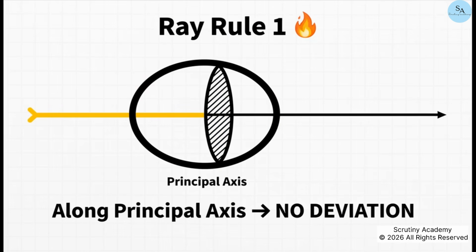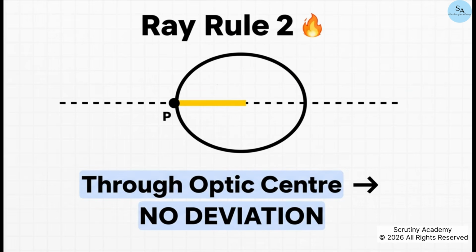Rule number 1 is the easiest of all. It's a total freebie. Any ray of light that's traveling perfectly along that main principal axis doesn't bend at all. It just goes straight through like nothing's there. Rule number 2 is just as easy. The very center of the lens, the optic center, is like a free pass zone. Any light ray that goes through that exact point also goes straight through without bending.